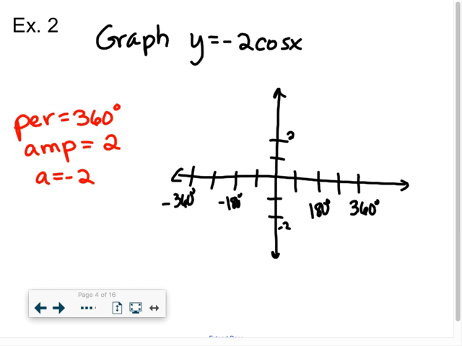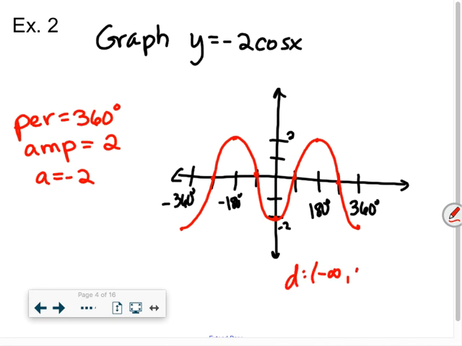So where is this one going to start? Awesome. Okay, this is going to start down at negative 2, then it goes 0, up 2, 0, down 2. And then you just follow the pattern. When you're done, you should really think about, did I start and stop at the same place? And I did. My domain is negative infinity to infinity.